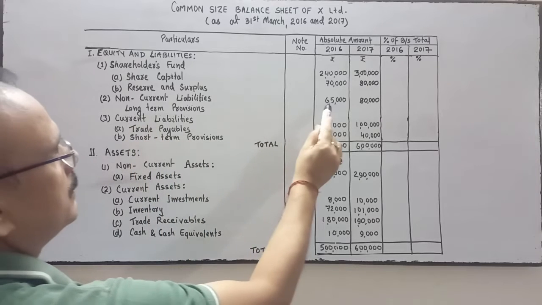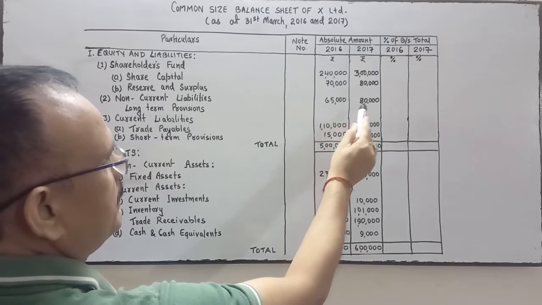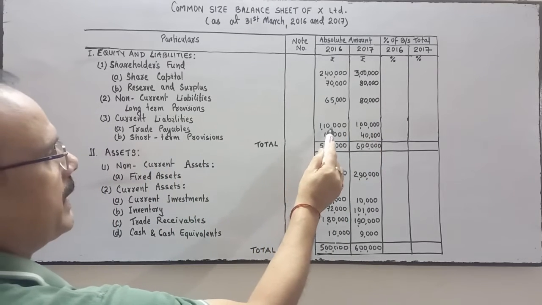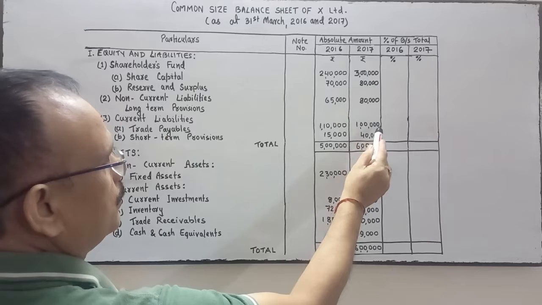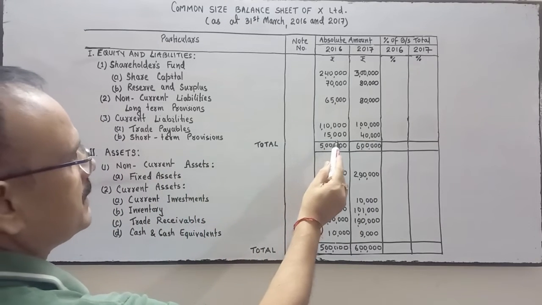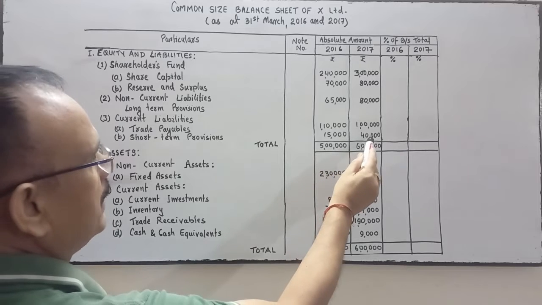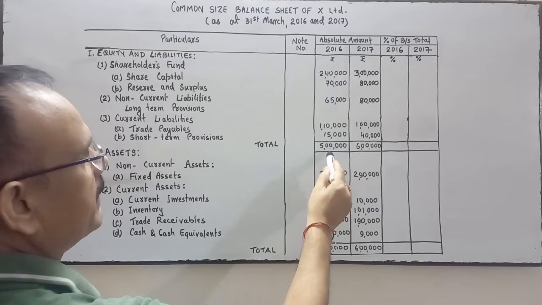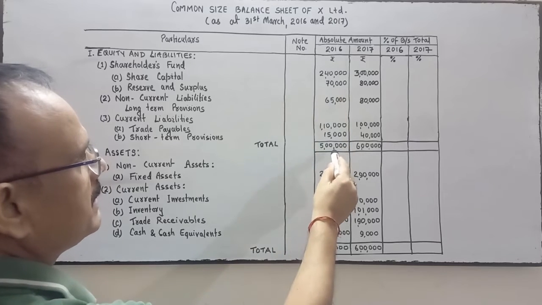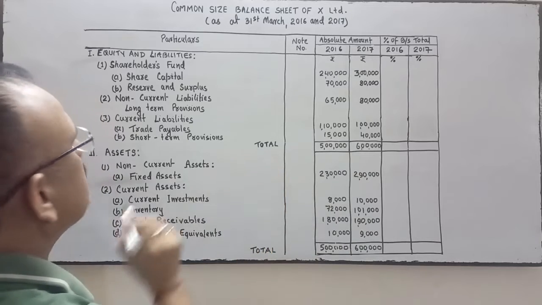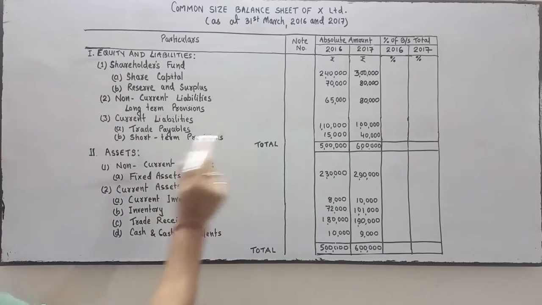Long-term provision in 2016 is 65 and then 80. Trade payable in 2016 is 1,10,000 and in 2017 it is 1 lakh. Short-term provision in 2016 is 15, then in 2017 it is 40. Do the total, it is 5 lakh. Total of this side is, 2016 total is 5 lakh, 2017 total is 6 lakh. This is the total equity and liability.